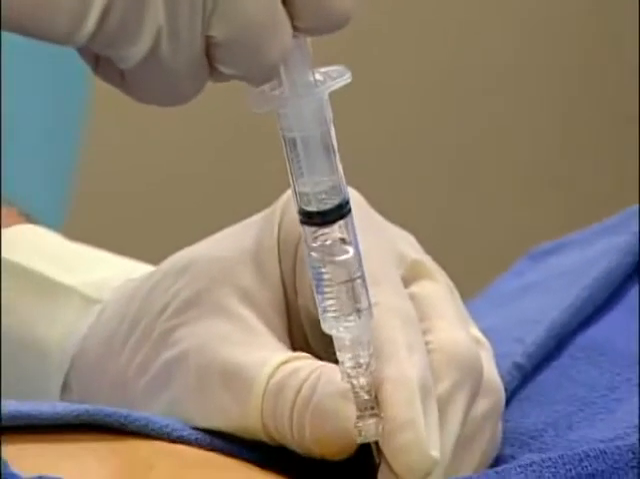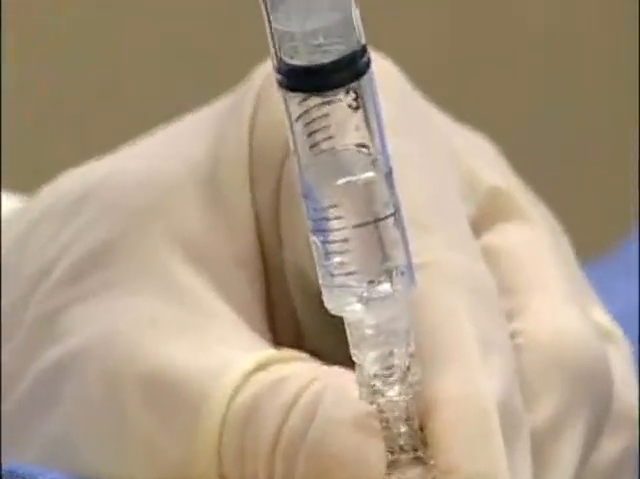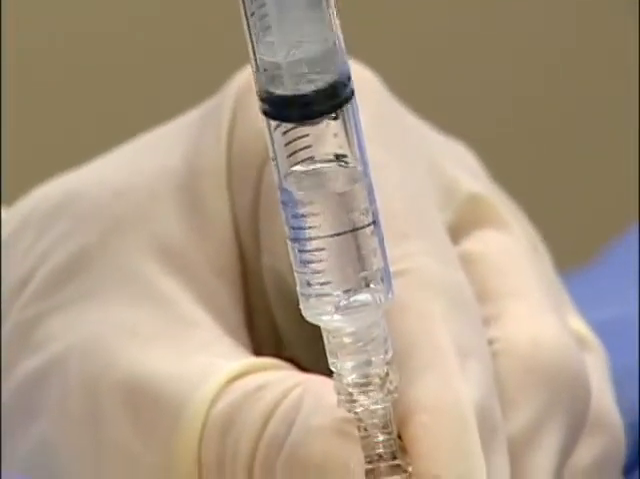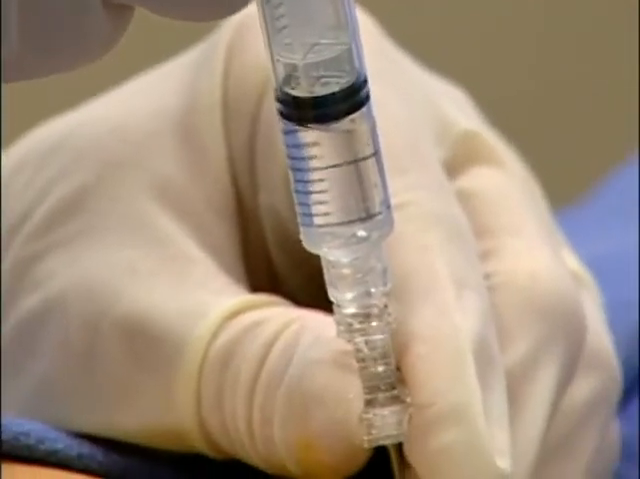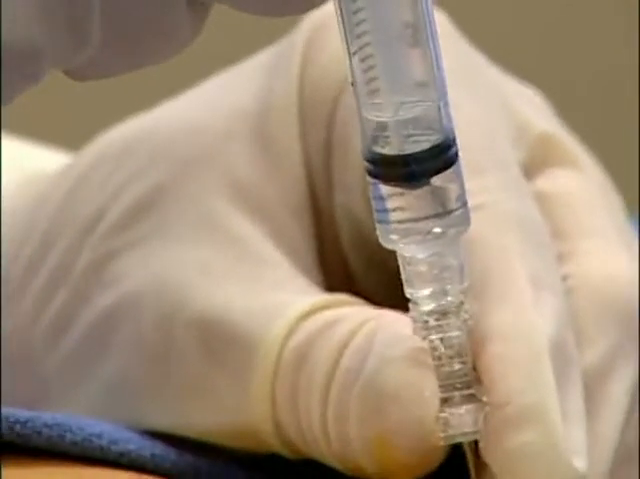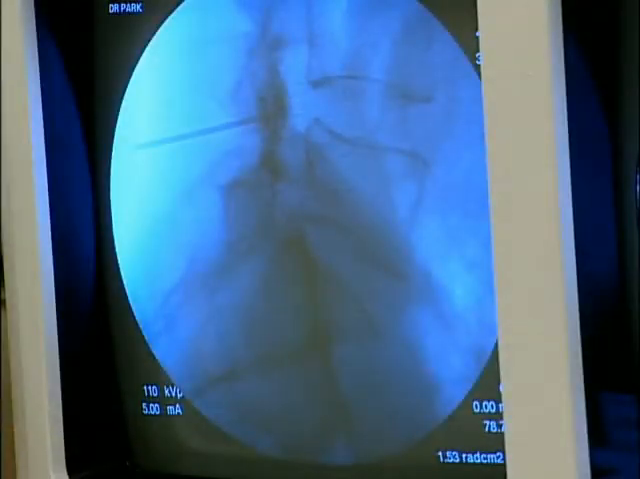Once in the epidural space, perform aspiration to ensure that there is no blood or cerebrospinal fluid return. Inject 1.5 milliliters of non-ionic contrast. Obtain a spot X-ray in the lateral projection to document the characteristic epidural flow pattern in the posterior epidural space.